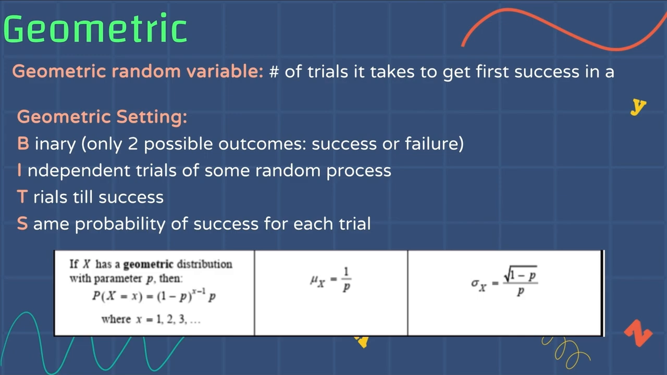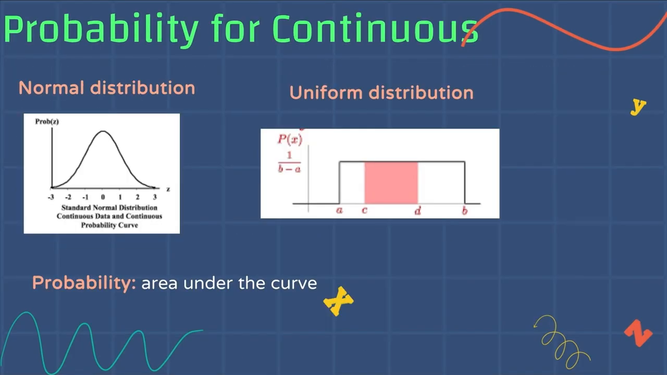But it also makes sense if we look at the formula to the left, 1 minus p to the power of x minus 1. That represents the number of times you're not getting successes until p, which is the success. Probability for continuous. There's a normal distribution and uniform distribution, which both describe continuous data. And the area under the curve is always the probability.